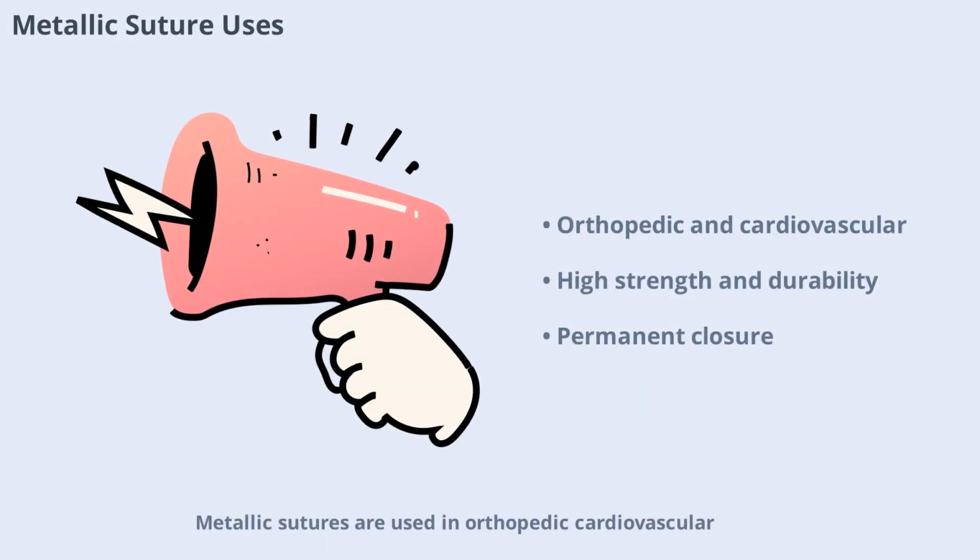Metallic sutures are used in orthopedic, cardiovascular, and other specialized surgeries requiring high strength and durability. Their non-absorbable nature ensures long-term support, making them essential for procedures where permanent closure is needed. Surgeons must consider the rigidity and potential for tissue irritation when selecting metallic sutures.